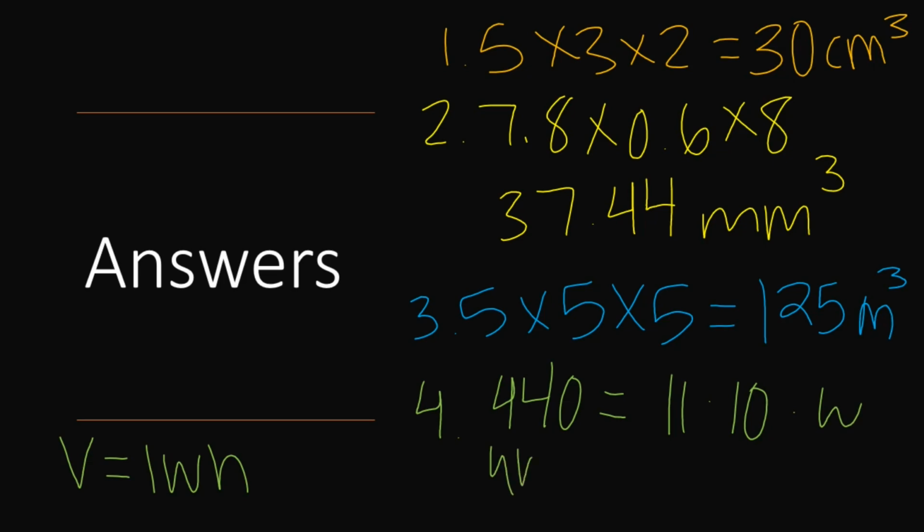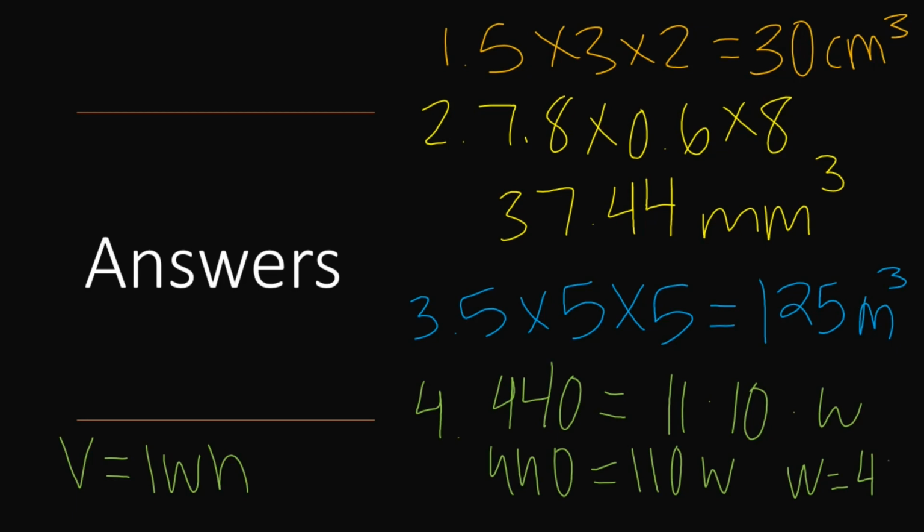So 440 equals 110 times the width. If you divide 440 by 110, you get 4. So the width is just 4.